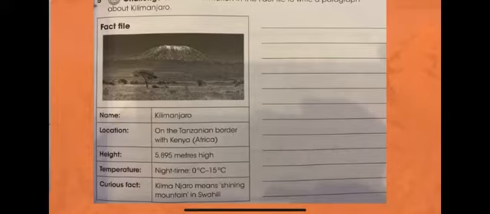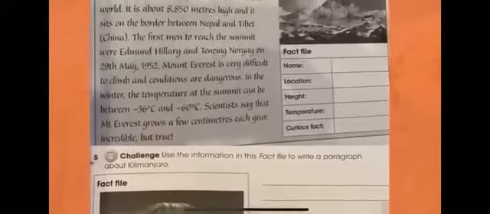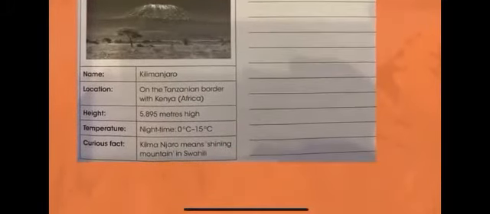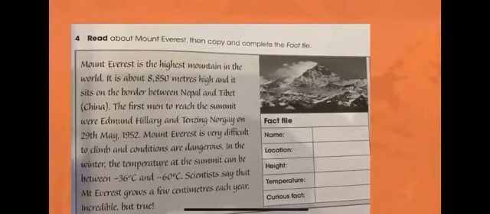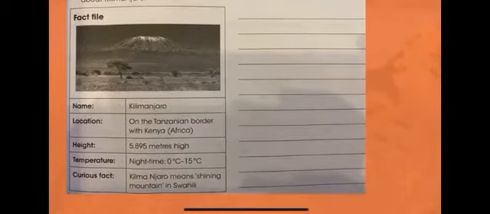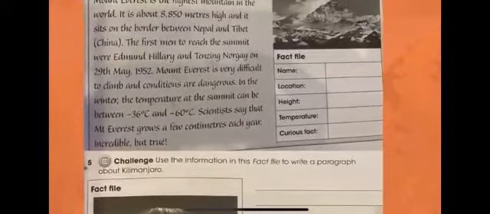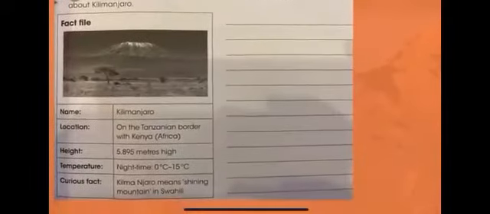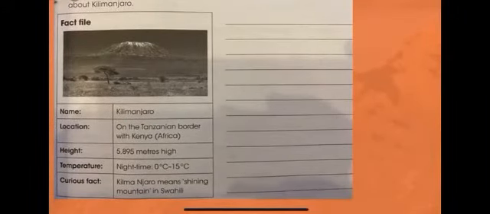Fine. So after that you can talk about the location like they have written over here. Then talk about the height. It's about 8,850 meters high. What's the height of this? It's about 5,895 meters high. Then they have written and it sits on the border between Nepal and Tibet. It sits on the Tanzanian border with Kenya. So take help from the structure of this paragraph, and then just write a paragraph on this mountain Kilimanjaro.